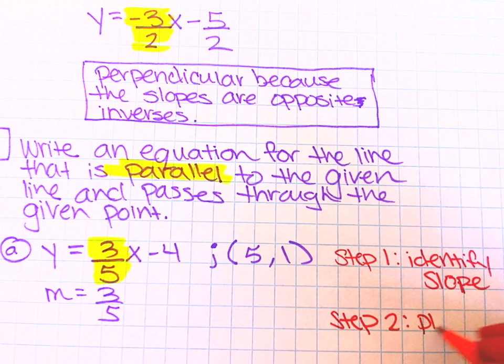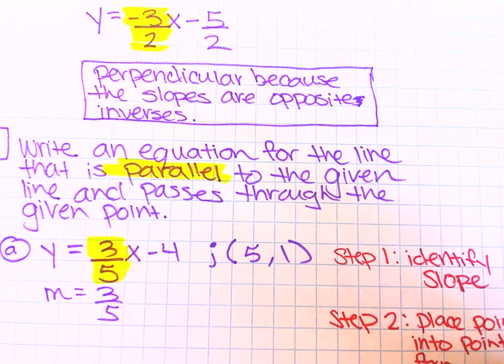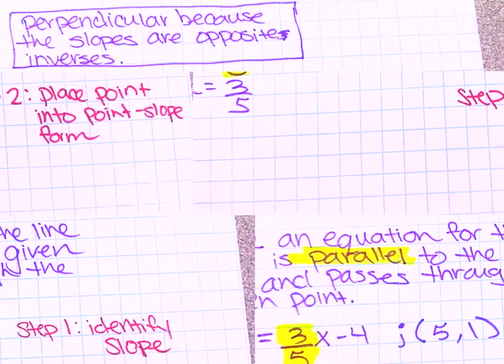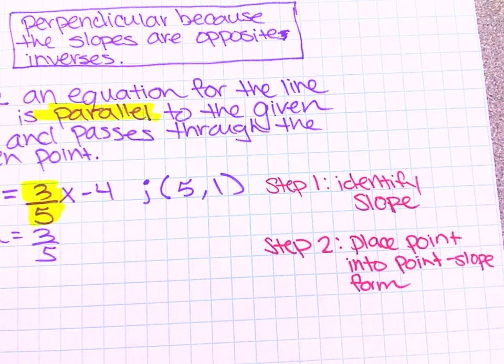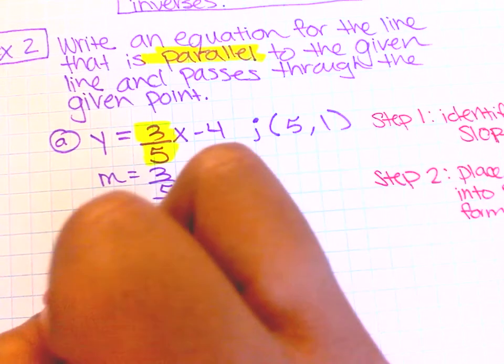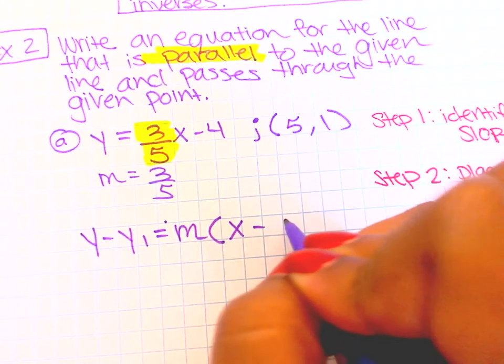Okay? You're going to place the point into point slope form. Which means I'm going to take that 5, comma 1, and plug it into point slope form. I remember from the beginning of the chapter, when we learned point slope form, it was y minus y1 equals m times the quantity x minus x1. So I'm going to write that first. Y minus y1 equals m times the quantity x minus x1.